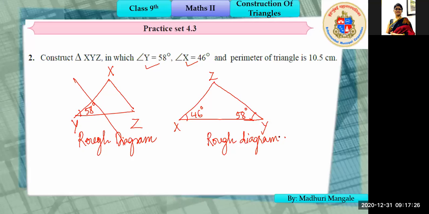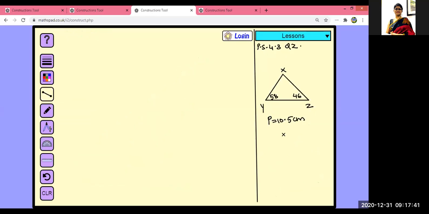And now let's do the construction. Okay, so here also I need to just change this. Angle Y is equal to 58. This is correct. Angle X is supposed to be 46 degrees. So here I will just mention this should be X and this point should be Z, like that. Okay. So let's start with the steps.